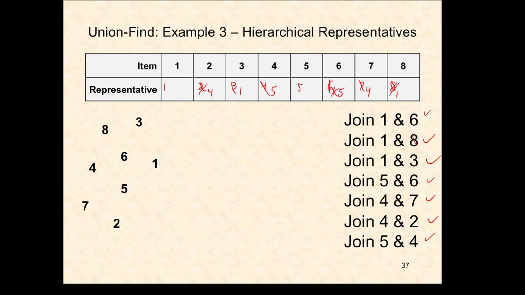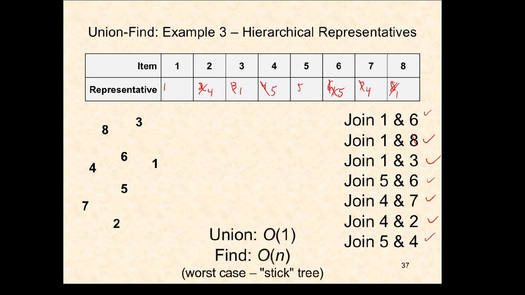This works fine, except now if I try to do a union that involves, say, who hasn't been joined with anybody? 1 and 2. So if I try to join 1 and 2, 2 says 4, 4 says 5, 5 says 5. I had to go through a long string there. So the find takes a bit longer, but union gets really fast. So that works. Union gets really fast, but find can be slow because we can have a big stick.